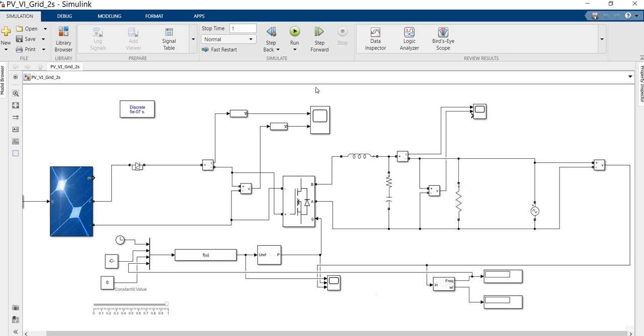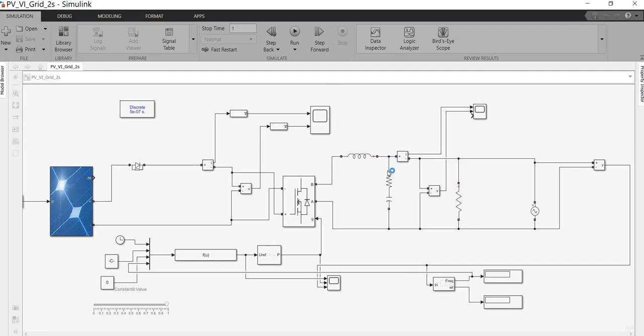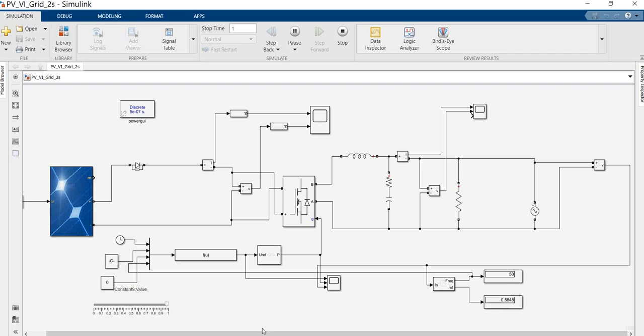Okay, now I am going to run this system. Right, now it is running. Yes, so the system may run. Now the system is compiling, and it is going to start running.